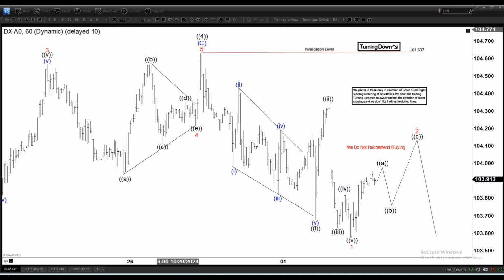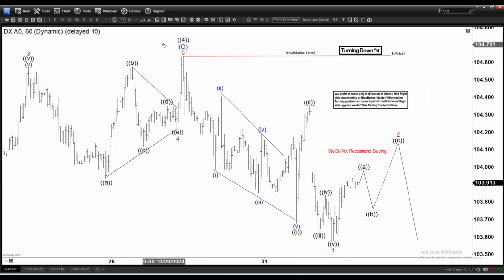Today is November the 5th, and we're going to be looking at the chart of dollar index as the chart of the day for today. 60 minutes time frame here. We can see we ended with 4 in the primary degree and currently pulling back, which means that this current pullback will be in the wave 5, right, in the primary degree.